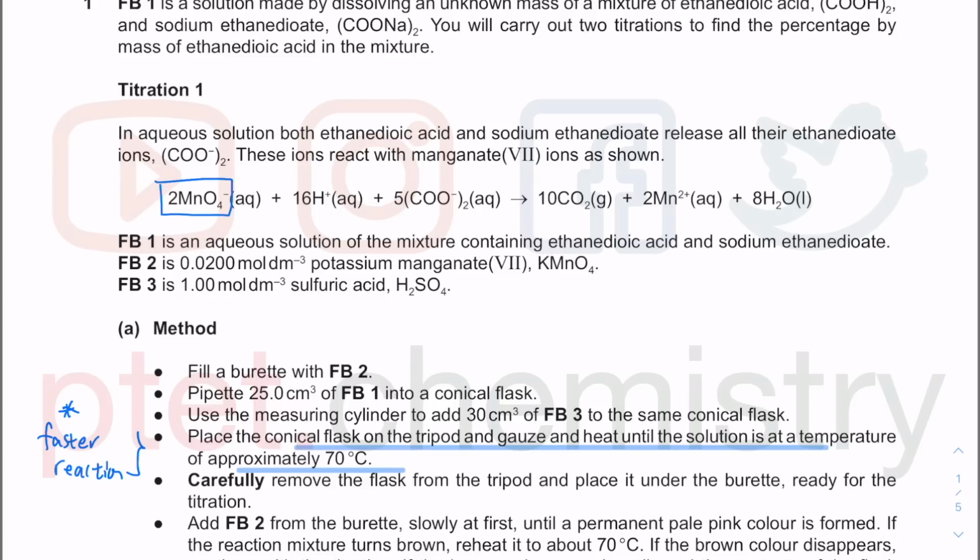This is MnO4 minus, this is 5 of that. This is very slow on its own. Why is it very slow on its own? Because it's got high activation energy. That's why the reaction is slow. Why does it have high activation energy? Look at the -1 charge and the -1 charge. Yeah, A2 level question, the negative charges will repel each other.